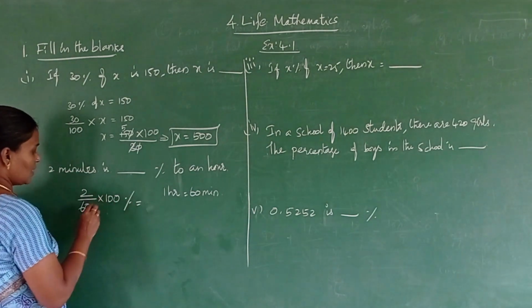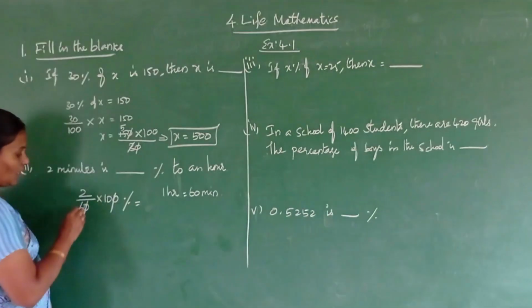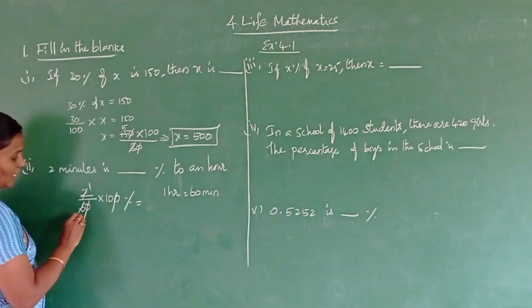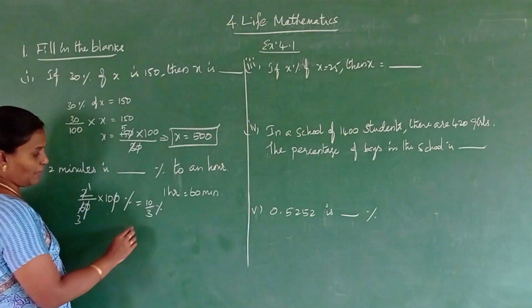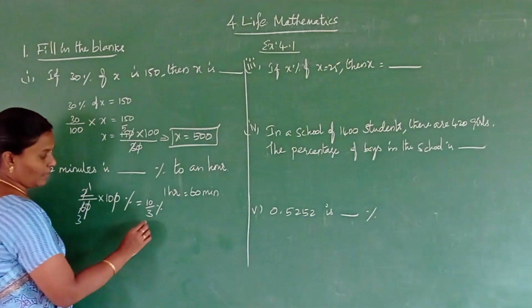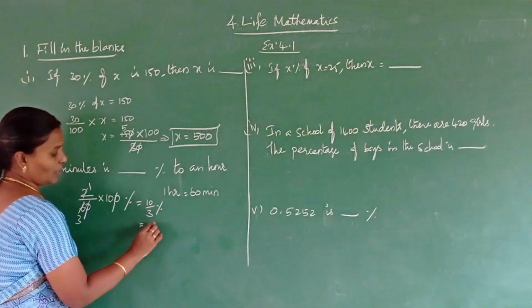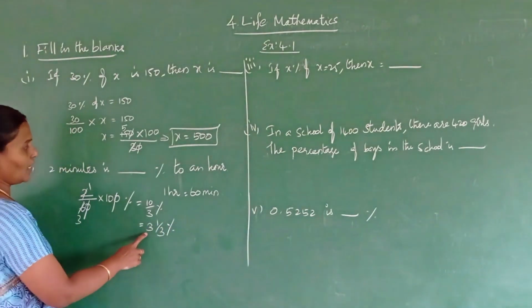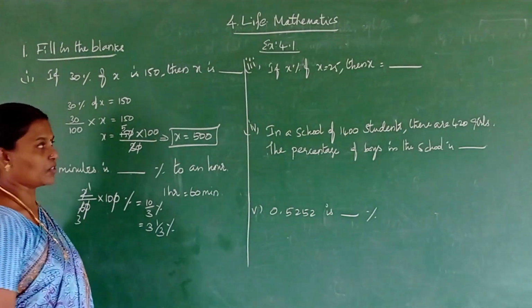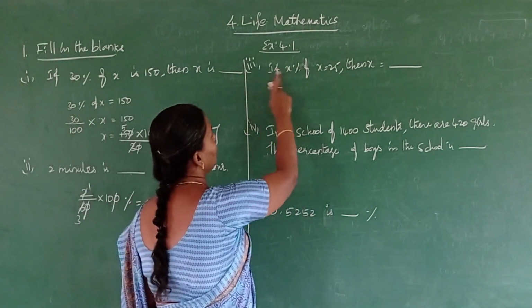This gives, see, cancel 2 by 1 0. Then cancel the second table here, 1 time, 3 times. 10 by 3 percentage. That means see 3 3s are 9. So the remainder is 1. So 3 1 by 3 percentage. Understand children? So 3 1 by 3 percentage. Okay. Now we see the third one.